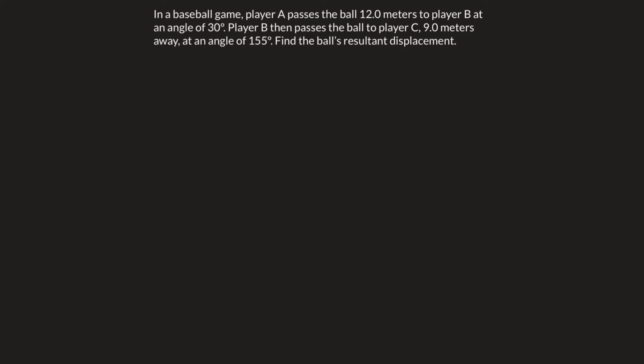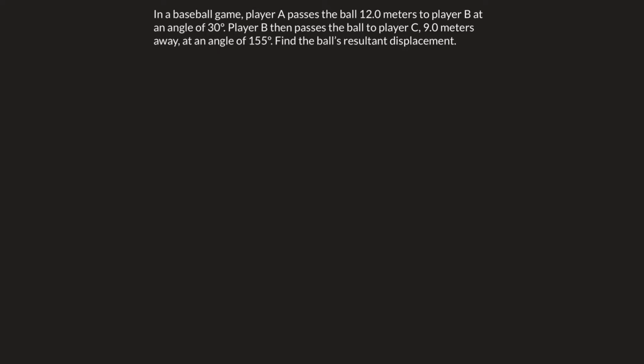In this example, we have a ball traveling from player A to player B to player C. So that gives us 3 points, which should immediately have you thinking about drawing a triangle. So our first step here, we're going to decide that up and forward are going to be positive, and then obviously down or backwards are going to be negative.